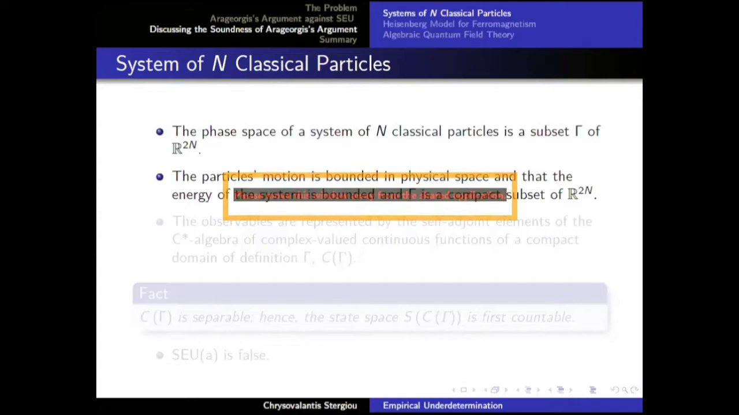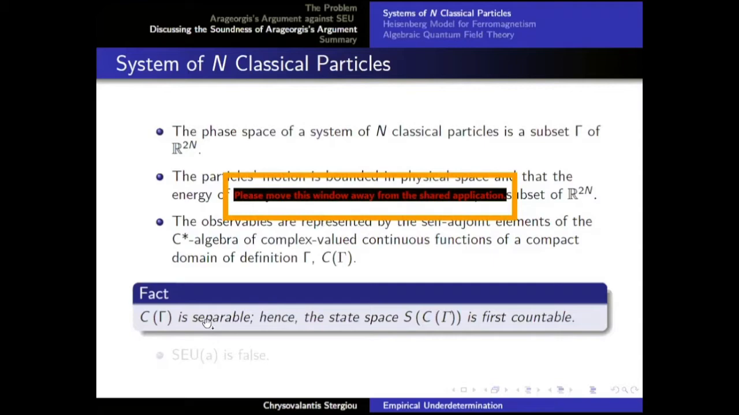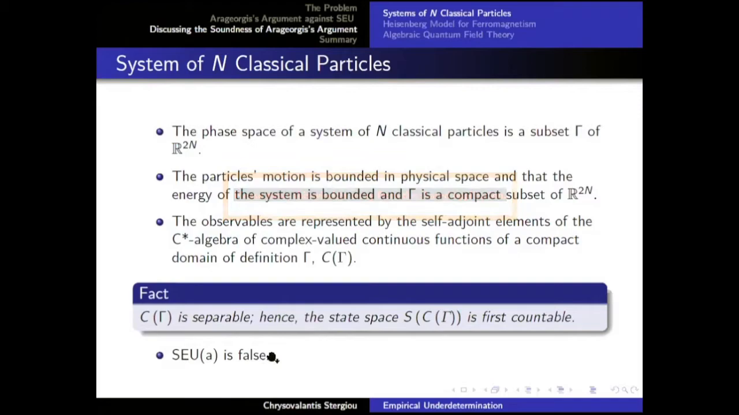And of course, the observables are represented by self-adjoint elements of the C*-algebra of complex-valued continuous functions on a compact domain. These are the observables. And we have then a mathematical fact that the algebra is separable, and of course the state space is first countable, and if we have this, then we have the falsity of the A component of the strong empirical underdetermination thesis, as the argument requires. I mean, Arageorgis's argument concludes for systems of n classical particles restricted in a region of the phase space.